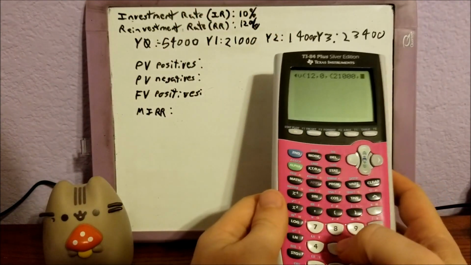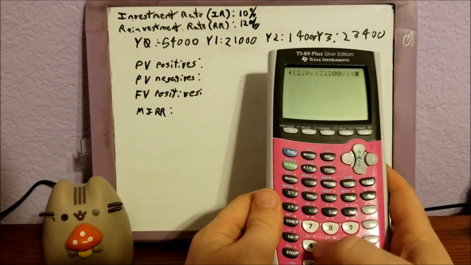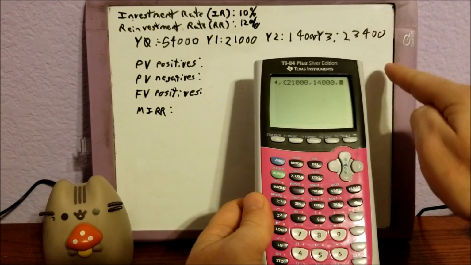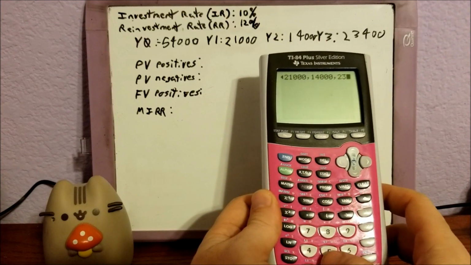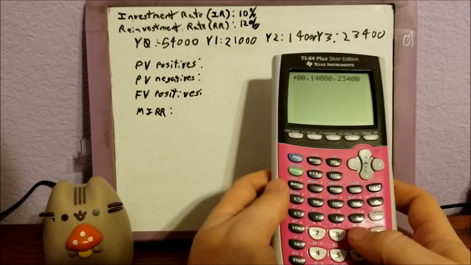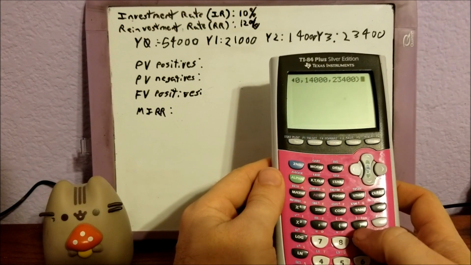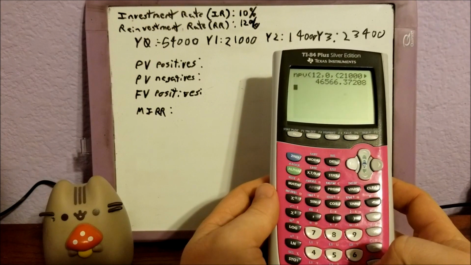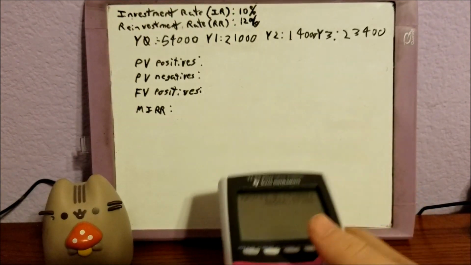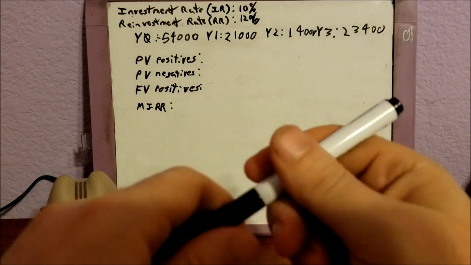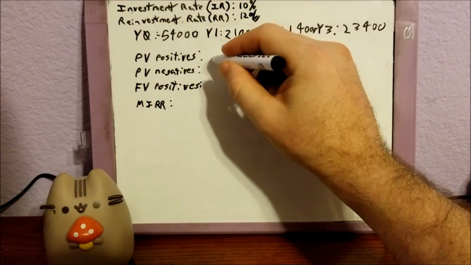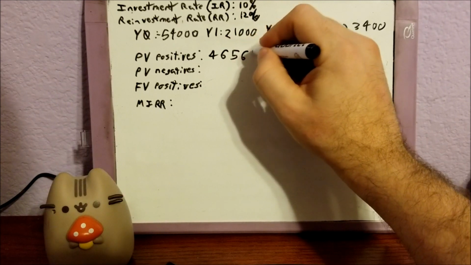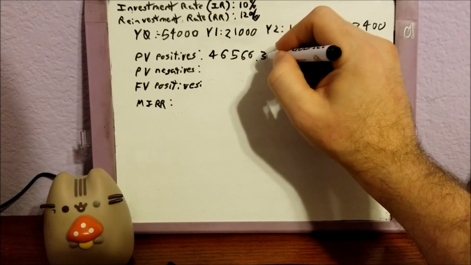Bouncing to year 2, we have 14,000, comma. And then bouncing over here to year 3, we have 23,400. End our curly braces and end our parentheses, and we end up with 46,566.37. So let's write that down. 46,566.37.